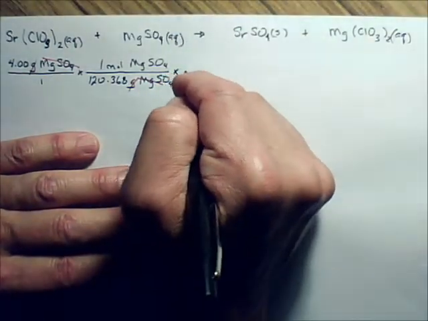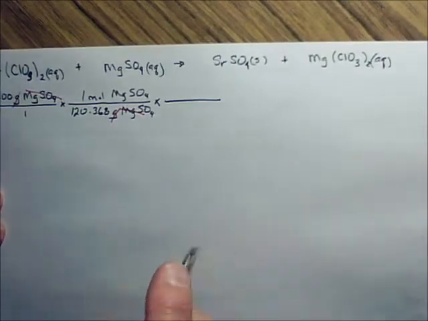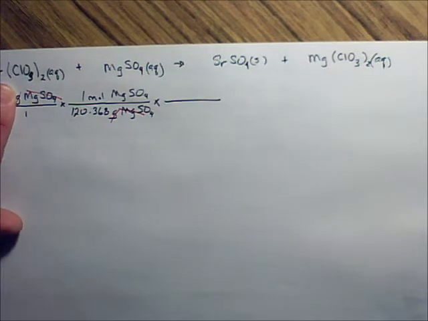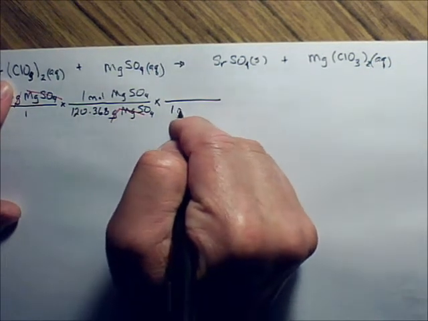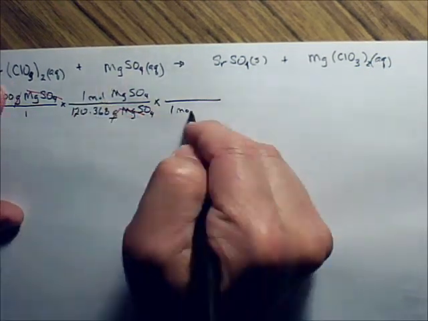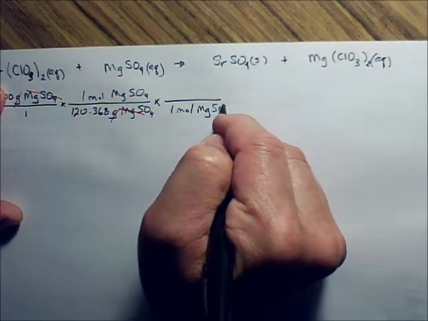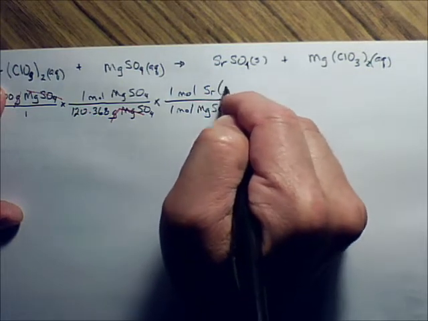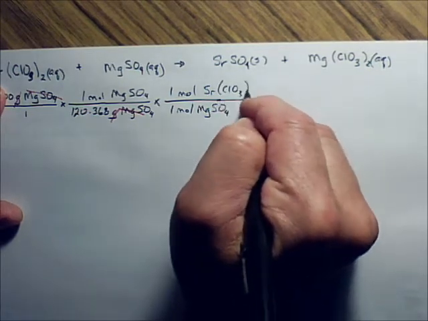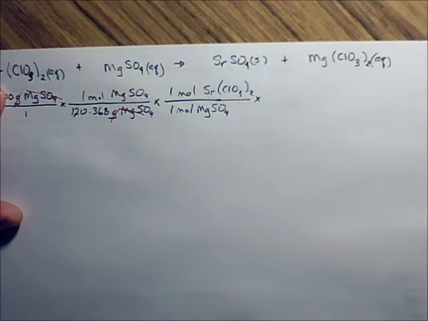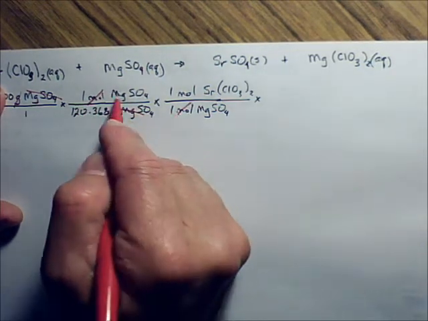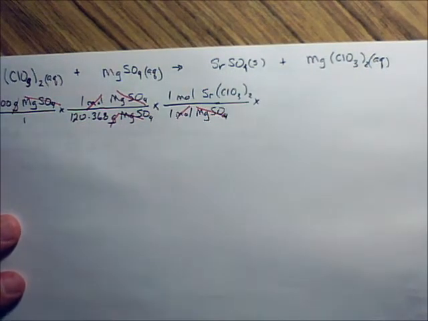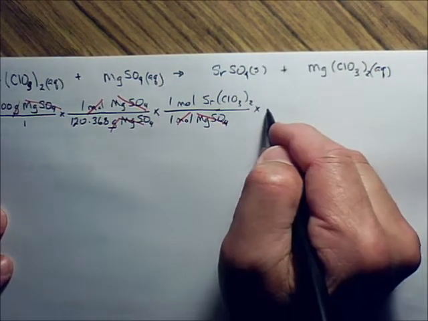Alright, so downtown Moleville is going to have a mole ratio. We need a mole ratio between magnesium sulfate and strontium chlorate. And 1 of each, right? 1 mole, because the coefficients here are 1 and 1. 1 mole of magnesium sulfate, 1 mole strontium chlorate. Okay, and we can cancel units and species. Okay, and now we're on the other side of Moleville. We're ready to go back on the road here.